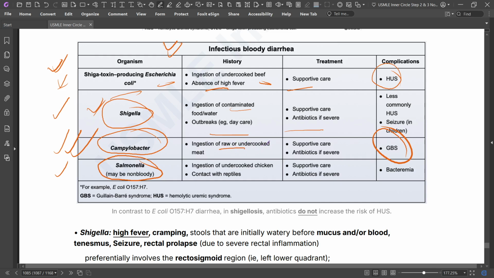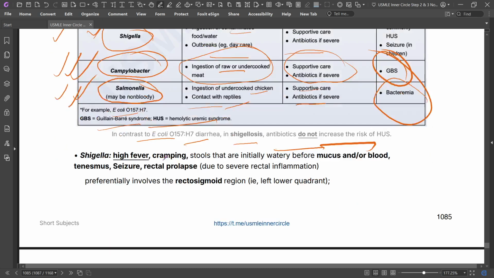Campylobacter: ingestion of raw or undercooked meat. Supportive care, antibiotic if severe. Salmonella: ingestion of undercooked chicken. Supportive care, antibiotic if severe, and bacteremia. For example, E. coli O157:H7 can cause hemolytic uremic syndrome, and Campylobacter Guillain-Barré. In contrast, in E. coli O157 diarrhea antibiotics may increase the risk of HUS, while in shigellosis antibiotics do not increase the risk of HUS.